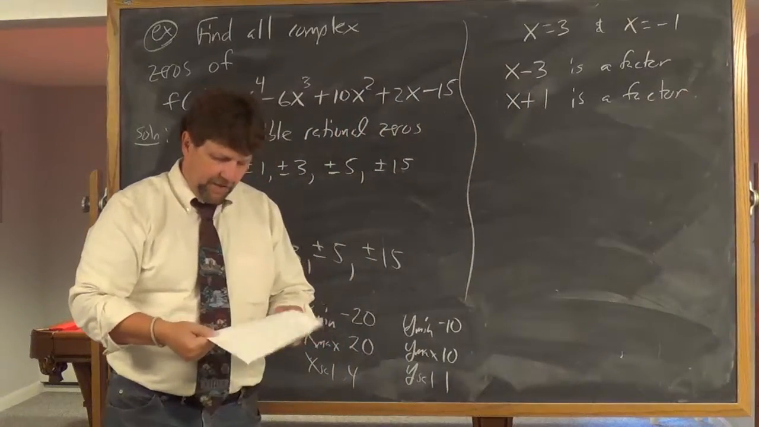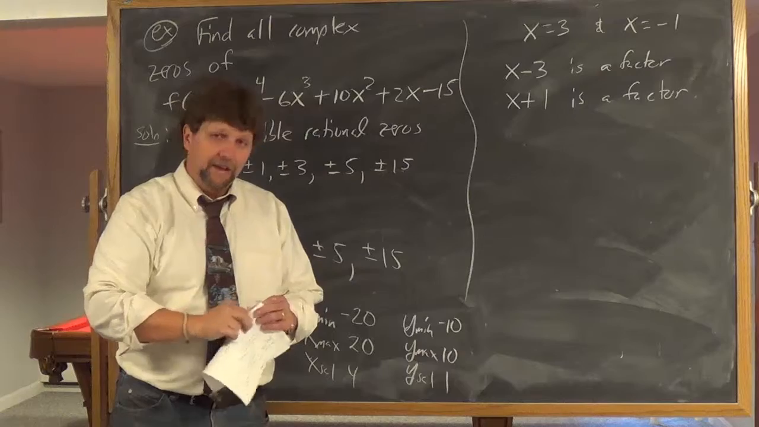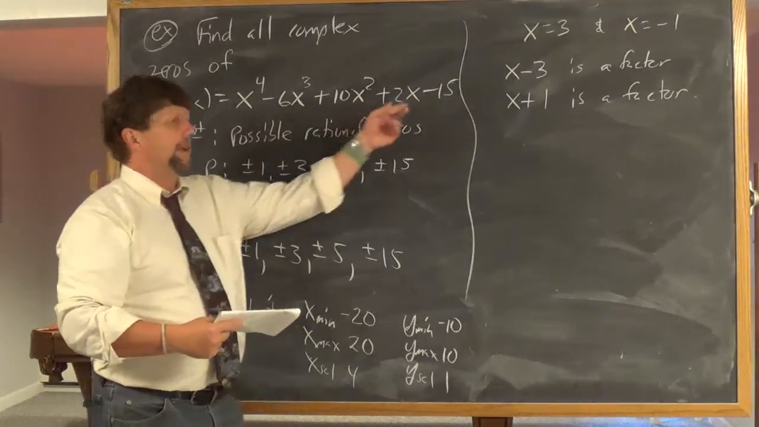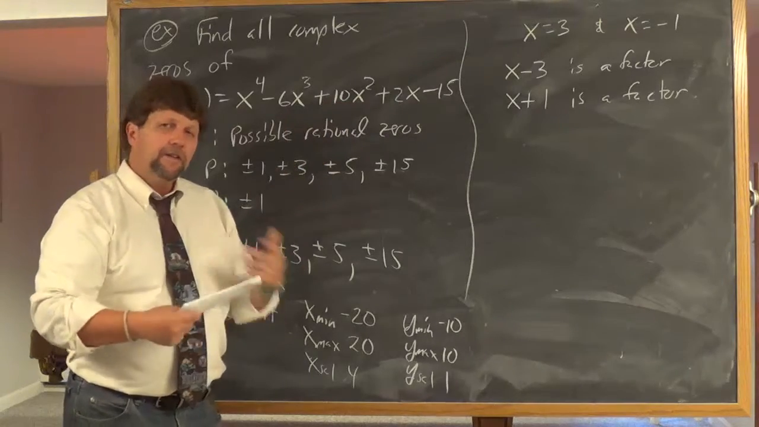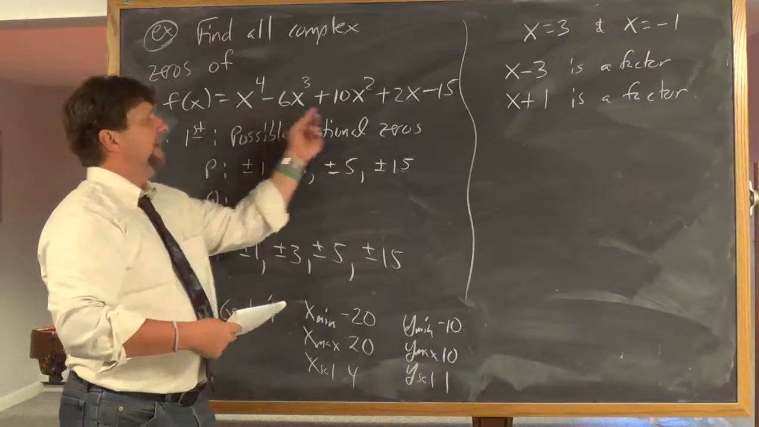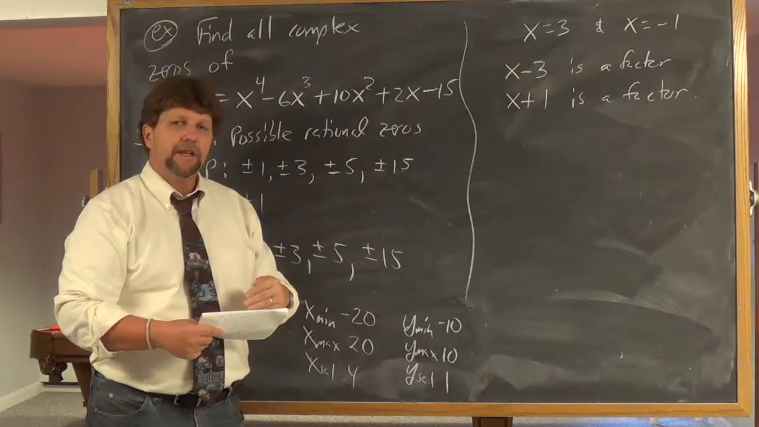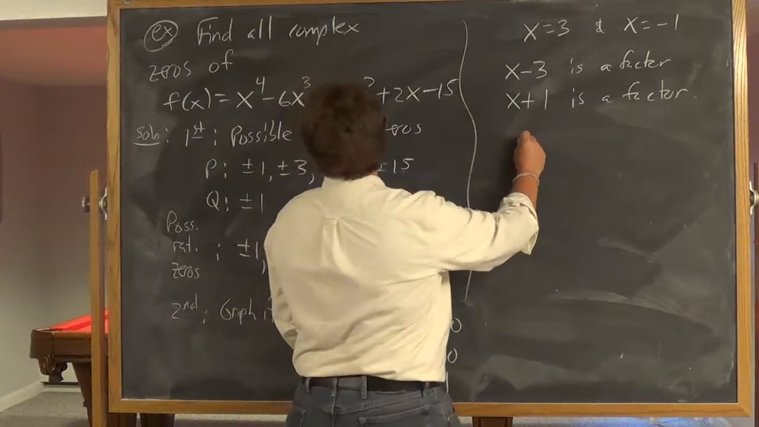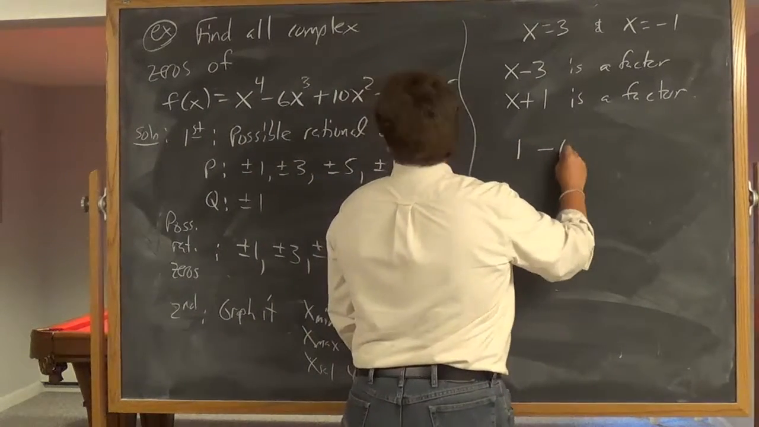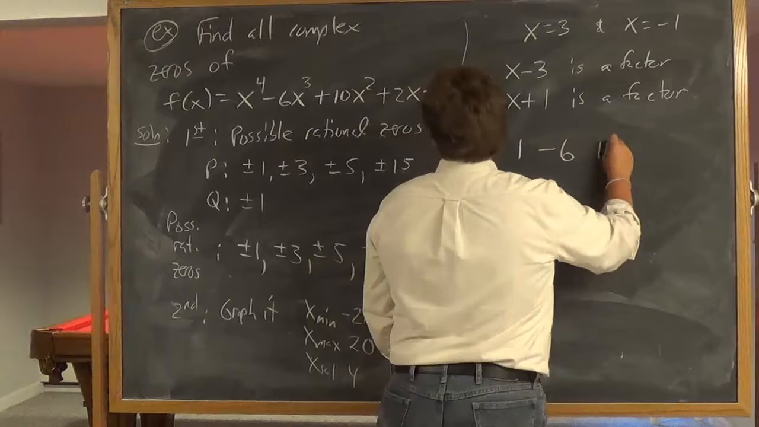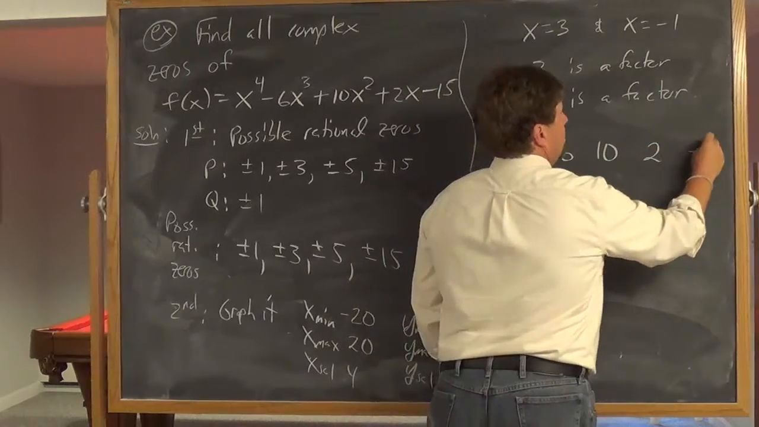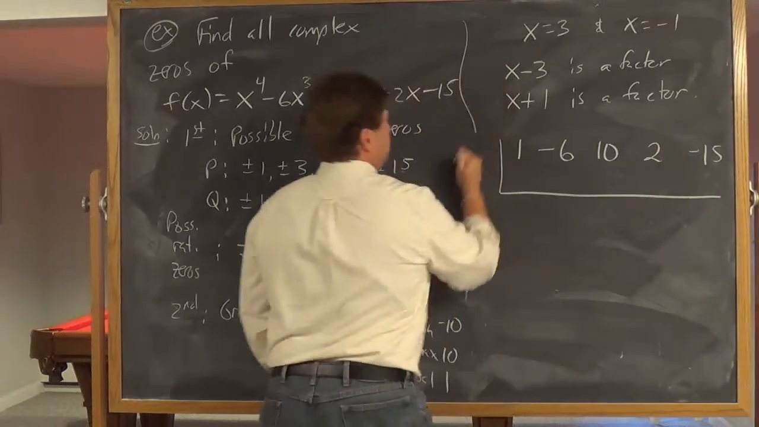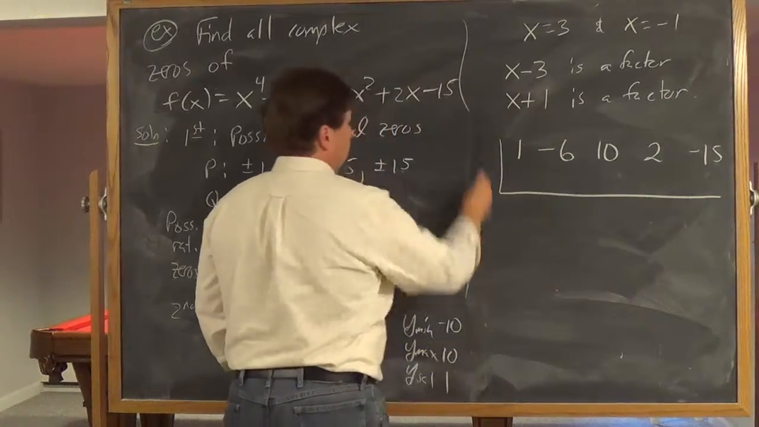Okay, now see where we're going to go with this. If we know a factor, we should be able to factor this beastie down. Here's how I'm going to do it. I'm going to take this and crank it through synthetic division. I'm going to take this polynomial, so let me write down the coefficients. 1, negative 6, 10, 2, and negative 15. And I'm going to crank it through synthetic division.